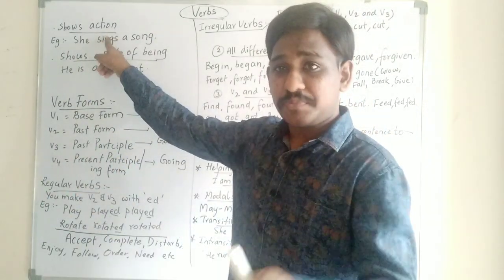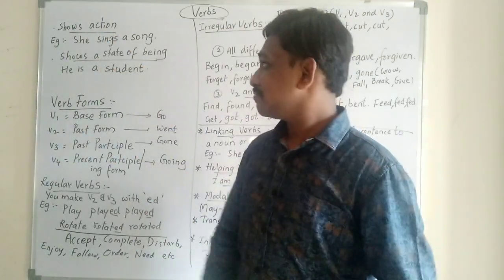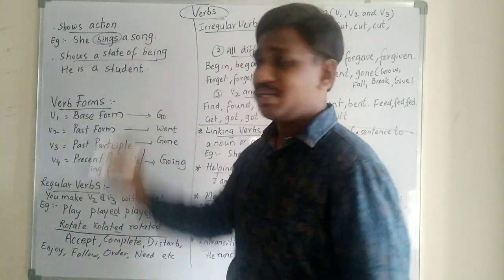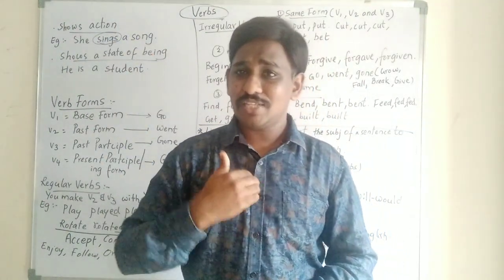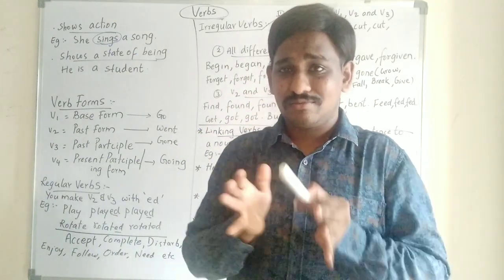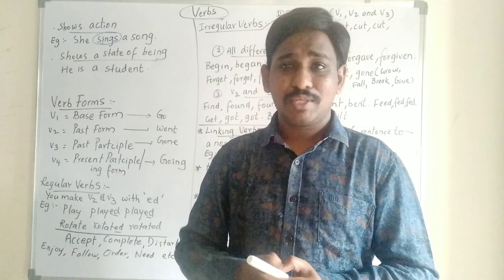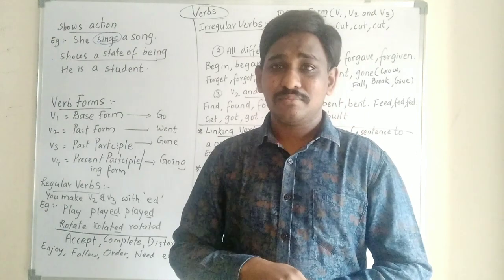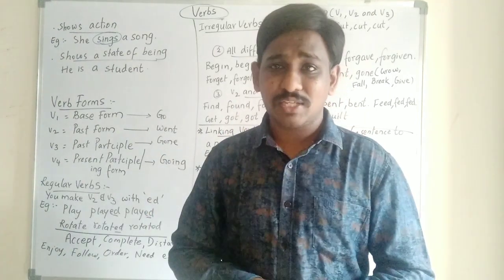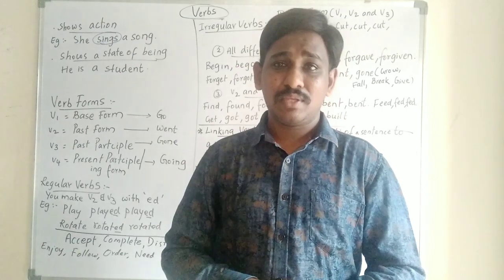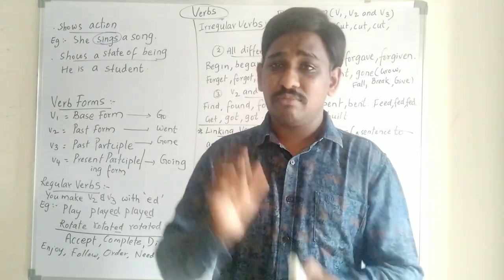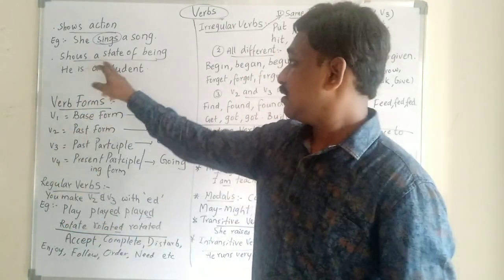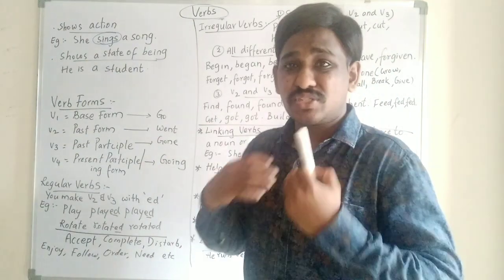First of all, verbs show action. She sings a song. What does she do? She sings a song. I teach a lesson. What am I doing? Teaching. You are learning English. What are you doing? Learning. I am rotating a pencil. What am I doing? Rotating. All these are action words. These are verbs.